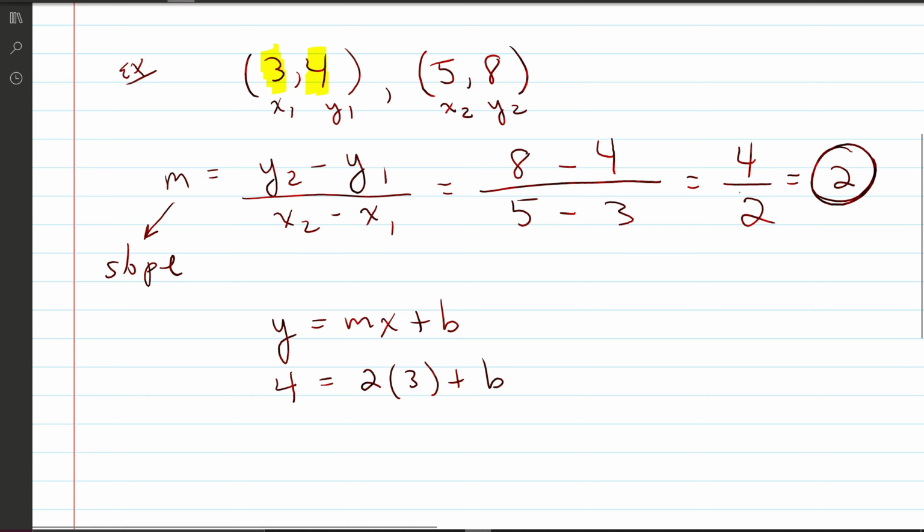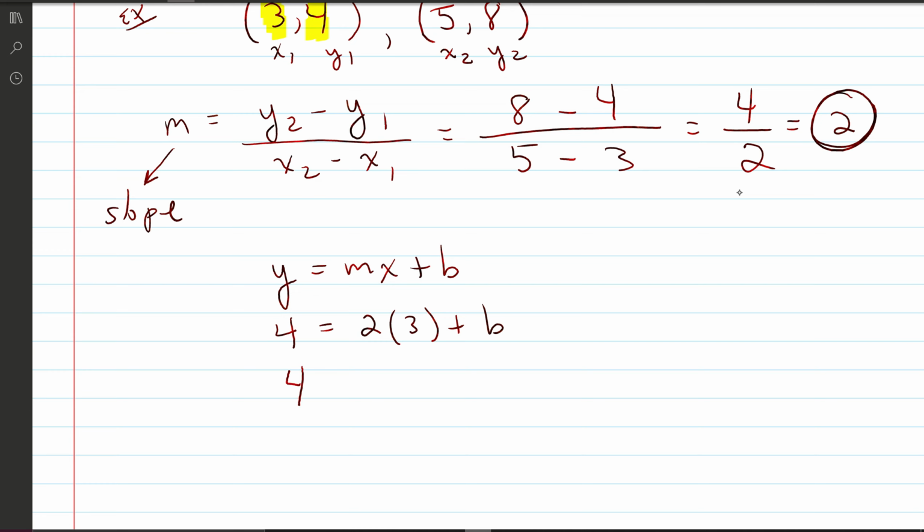Now I could have very well used the 5 and 8, and that's fine too. Some people may want to just use that for their x and y. The y would be 8, the x would be 5. We would still get the same answer because these 2 points are still on the same line. But you have to be consistent. You can't mix them up. So I chose to use the 3 and the 4.